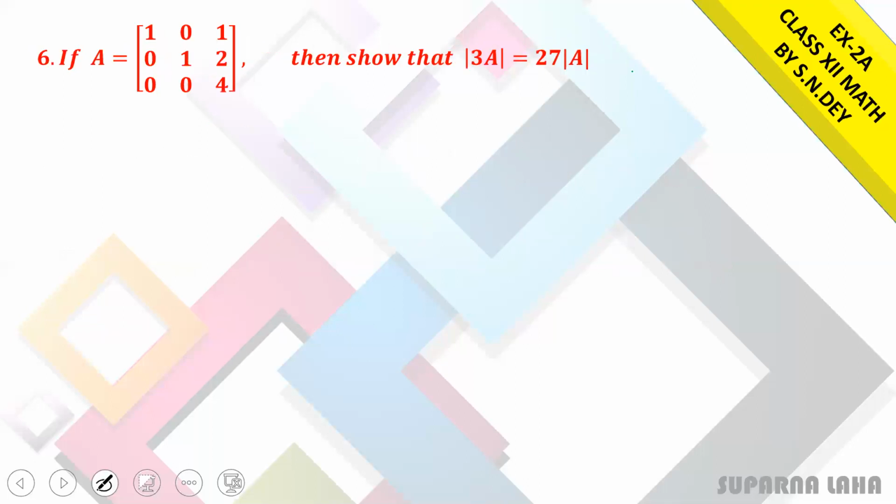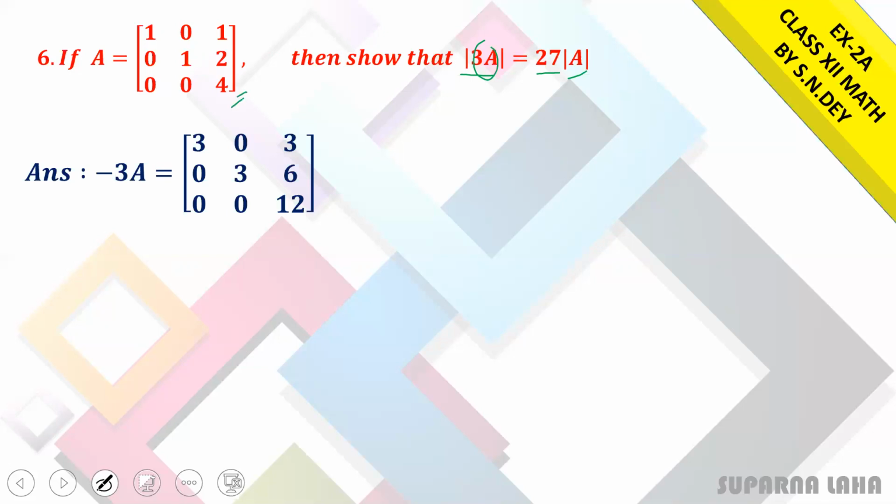Question number 6. A matrix A is given of order 3. Then you need to show that the determinant of 3 into A is given by 27 into determinant A. So firstly find what is 3A and what is its determinant. So 3A is given by multiplying each and every element of the matrix A by 3. So that will be 3, 0, 3, then 0, 3, 3 times 2 is 6, 0, 0, 3 times 4 is 12. Okay, now find the determinant value of the matrix A.